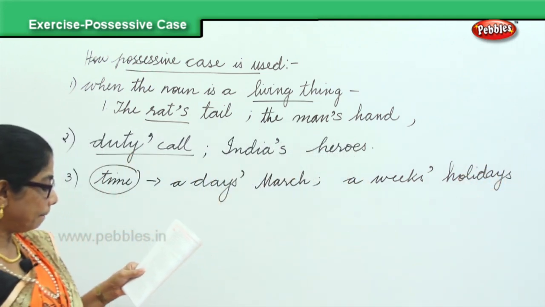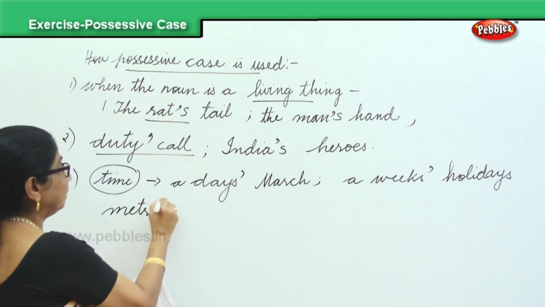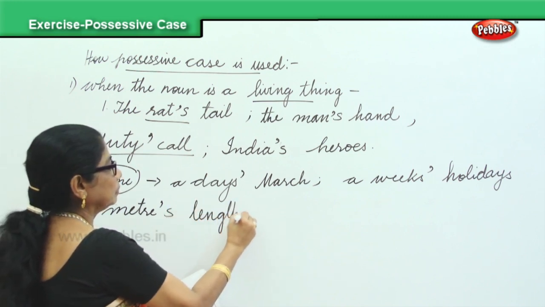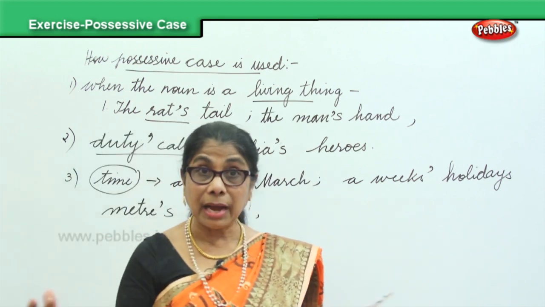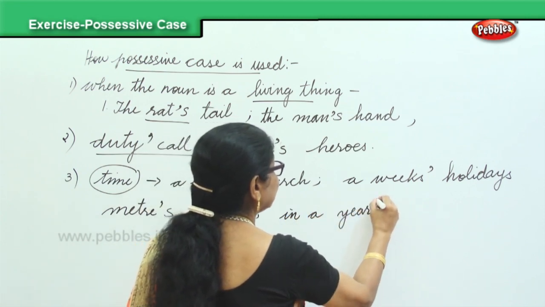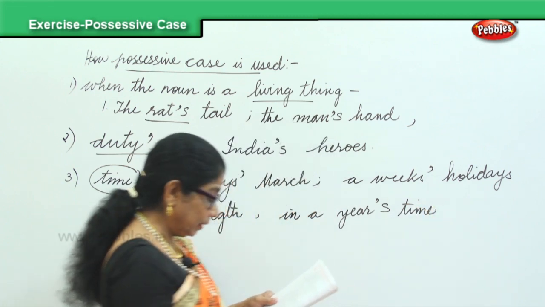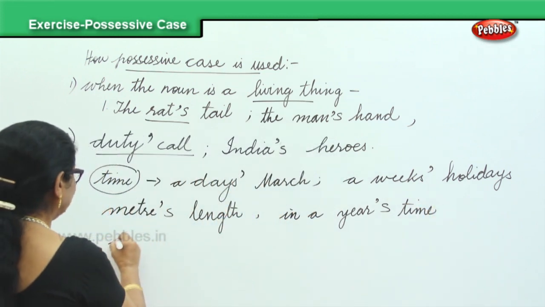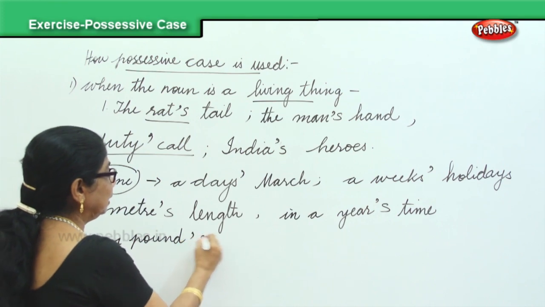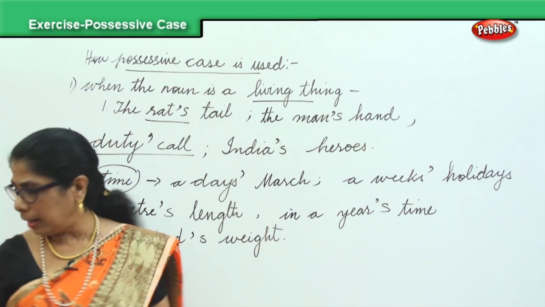Then you will say a meter's length. Then you will say, I will return in a year's time. In a year's time. Then we have a pound's weight. Put pound, apostrophe, S, weight. And these three are different from what we had done earlier.